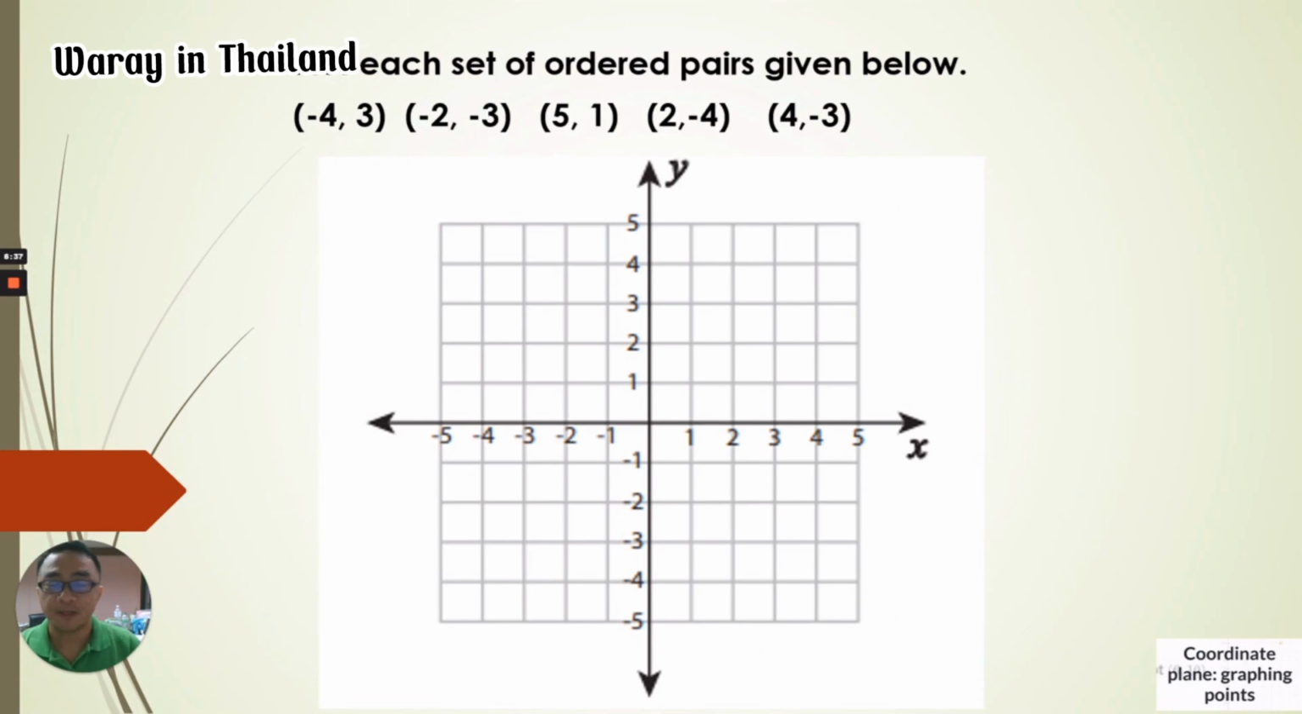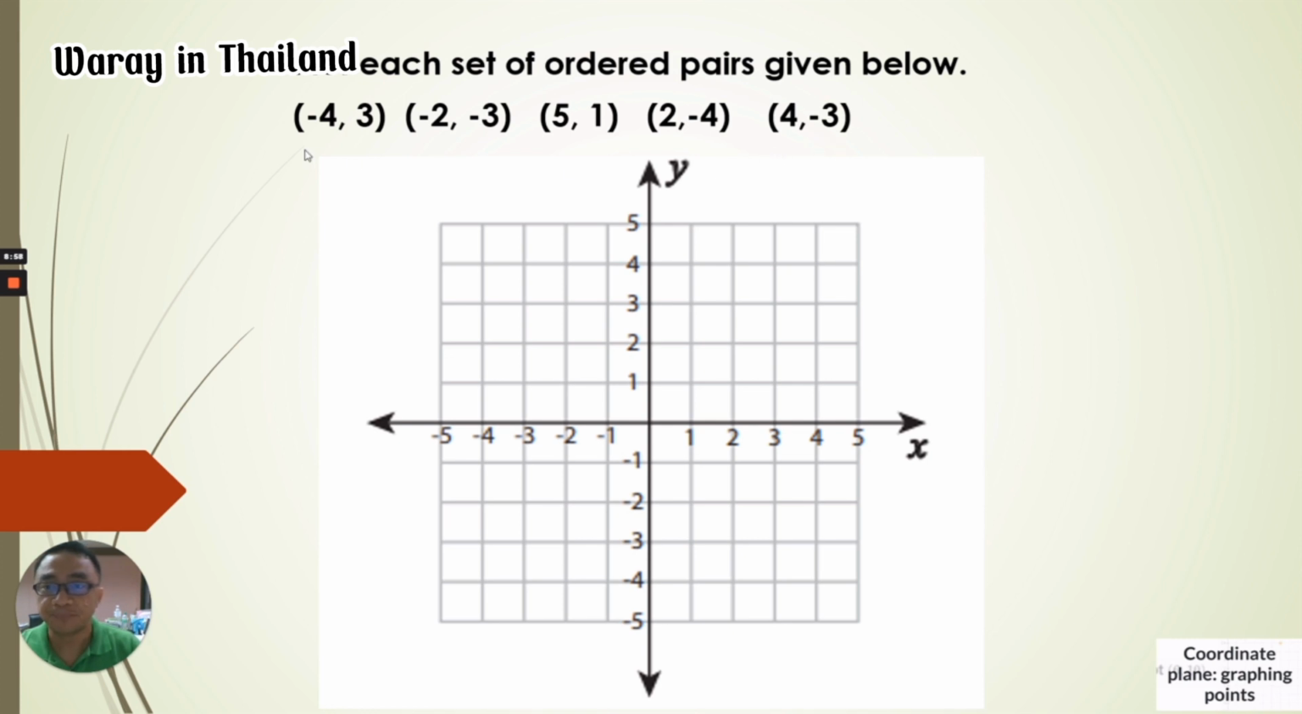So we have here to plot each set of ordered pairs given below. We have 5 ordered pairs. We're going to plot these coordinates in our Cartesian plane. So you have negative 4, 3; negative 2, negative 3; 5, 1; 2, negative 4; and 4, negative 3.